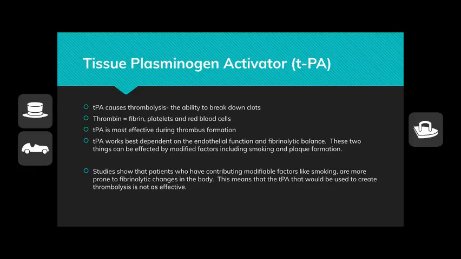TPA is the most effective drug during thrombus formation. So TPA works best in the body when there is a good endothelial function and fibrinolytic balance. These two things can be affected by modifying factors, including smoking and plaque formation.